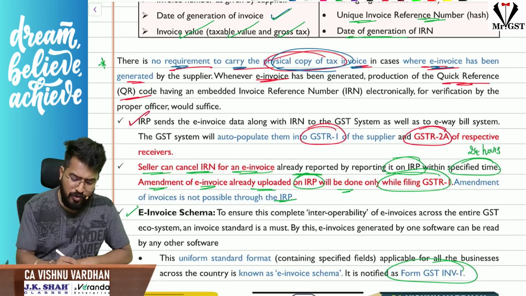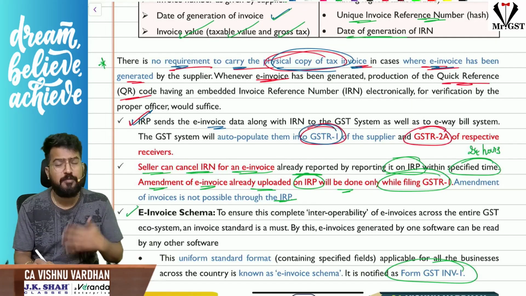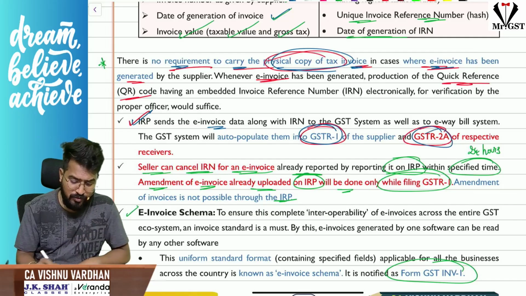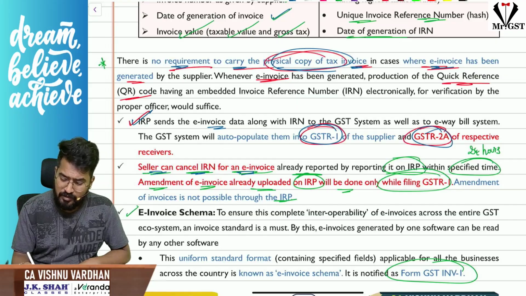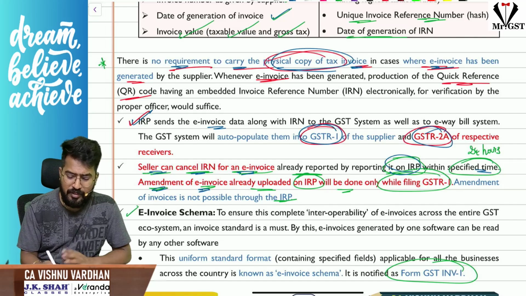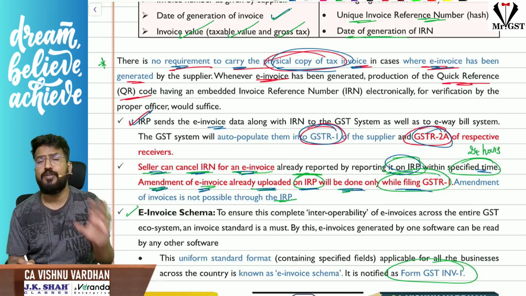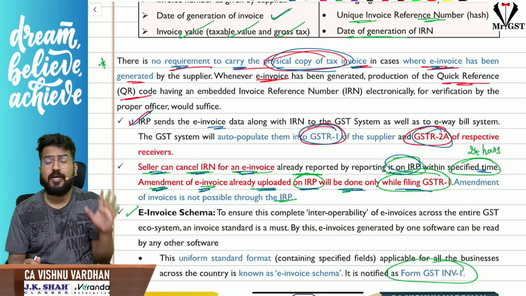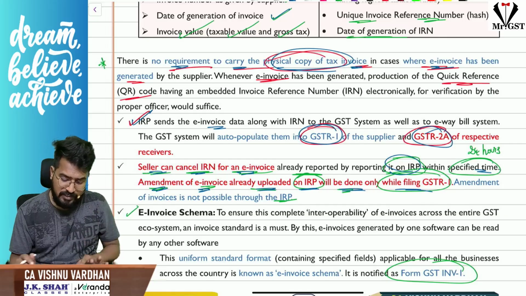Anything else? As I told you already, sir, the invoice registration portal will send the data given in e-invoices, so that it will be used for auto population of data in GSTR1 and GSTR2A for the respective receivers also, 2B, whatever it is. Next, the seller can cancel the IRN of an invoice by reporting it in the invoice registration portal within 24 hours, and amendment of an invoice already uploaded on the portal will be done only while filing GSTR1. Otherwise, through the invoice registration portal you cannot amend e-invoices. You can only cancel the invoice, but you cannot amend it. Any details which you want to amend in an e-invoice, you should do only while filing GSTR1.